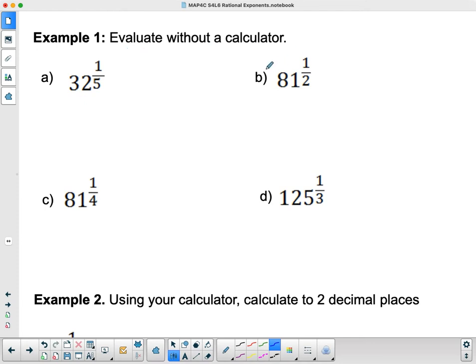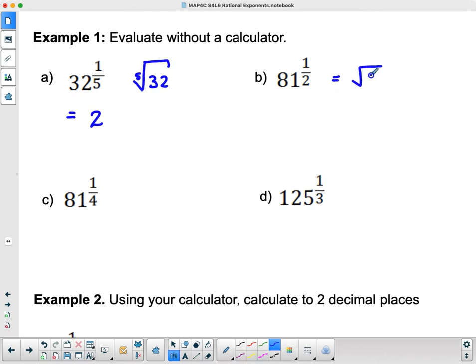So these ones say evaluate without using a calculator. So I want you to think about it. What do I have to multiply by itself 5 times in order to get 32? Well, the answer to that is 2. Another way of writing this would be the 5th root of 32. You might find a button like that on your calculator as well, but it's probably just as easy to use the exponent button.